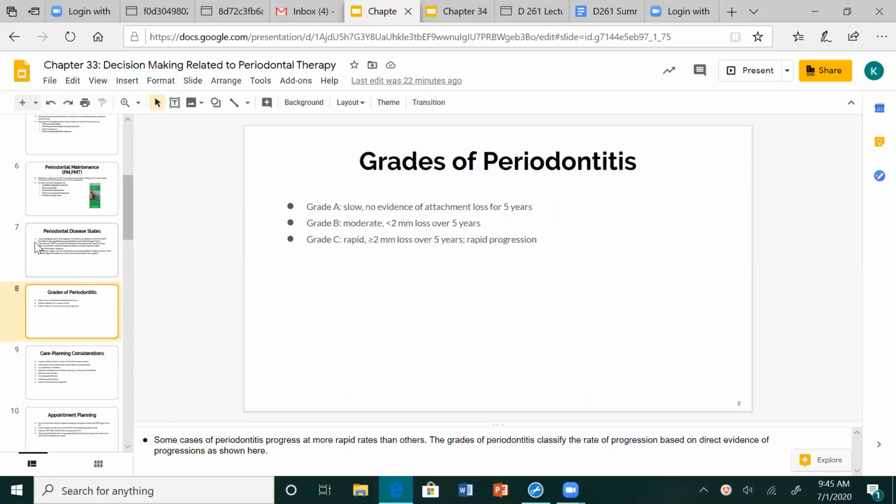Okay, so we have our grades of periodontitis. We have talked about this a ton. Our grade A, B, and C. We're getting a lot better at recognizing this, and we're going to keep practicing. This is going to be something that as you guys see more advanced patients, you're going to get a lot better with understanding the grades.